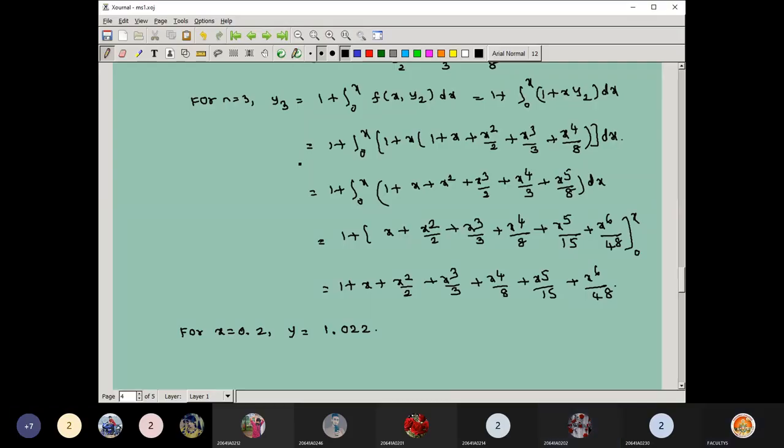So 1.022 I got. Individually you calculate with the help of your calculator. X value 0.2. So one by one you find out and take the total of all the values.